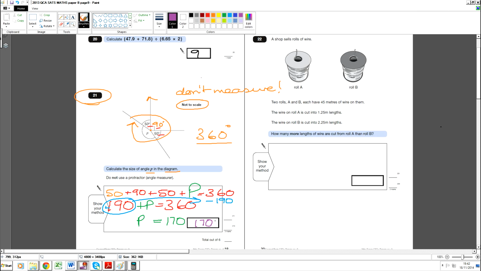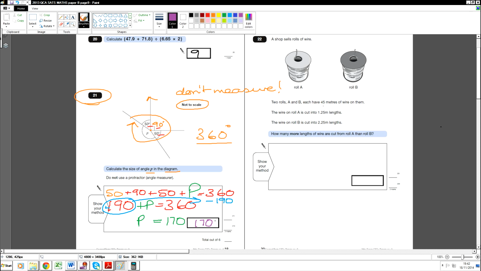Okay, question number 22. A shop sells rolls of wire, roll A and roll B. Two rolls, A and B, each have 45 meters of wire on them. The wire on roll A is cut into 1.25 meter lengths and roll B is cut into 2.25 meter lengths. How many more lengths of wire are cut from roll A than roll B? So let's work it out.